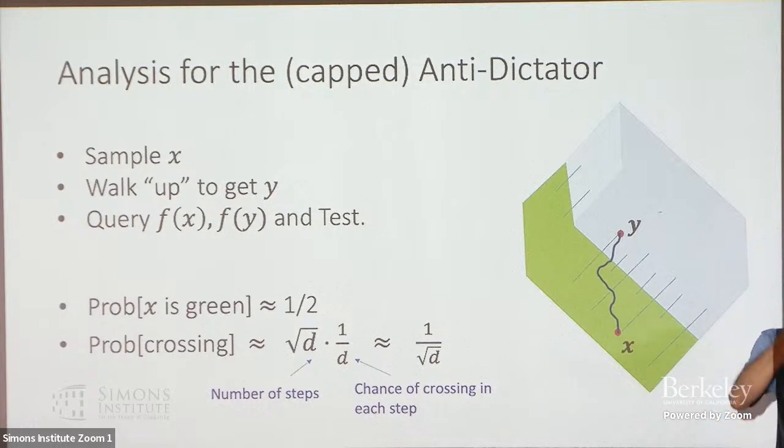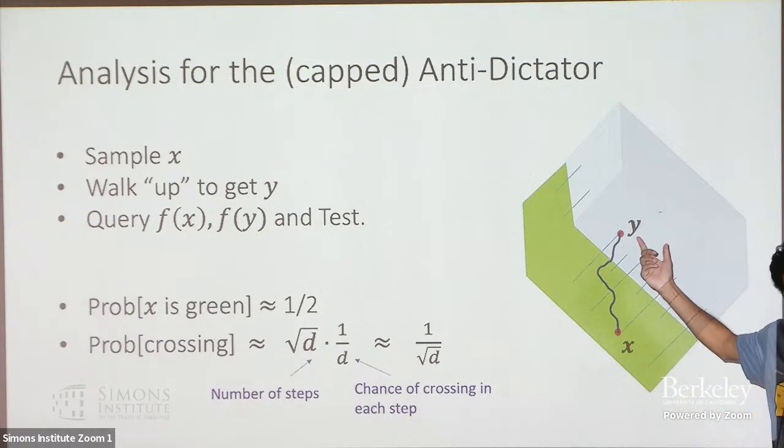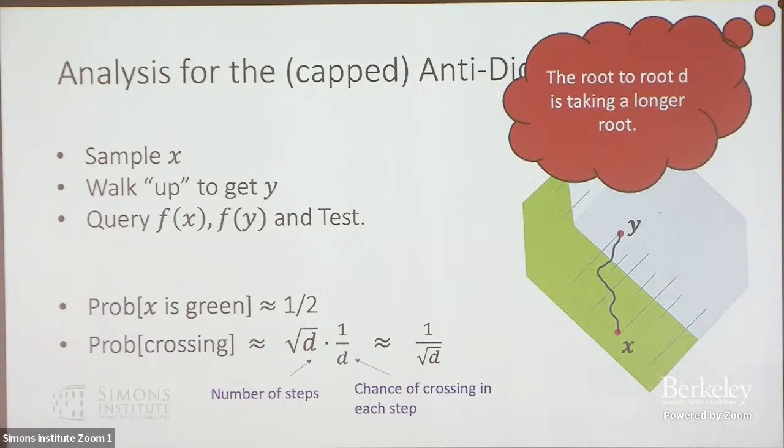And it seems that the only way to get out of it is to have longer walks. And so, another bad pun. Basically, the route to root t is taking a longer route. I'll let you parse all the different routes. Okay.